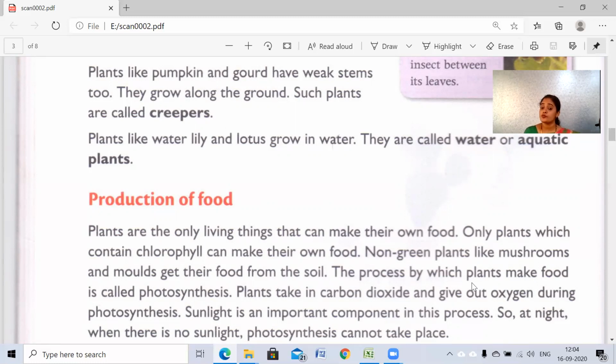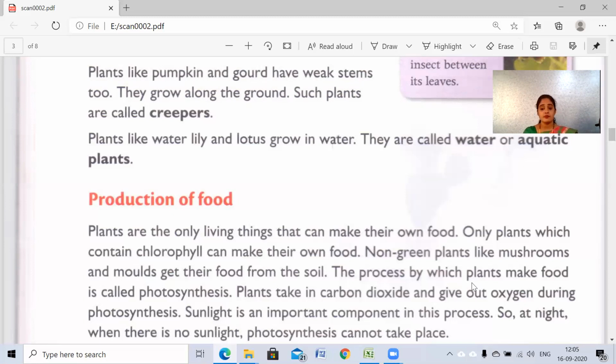Non-green plants are also present, like mushroom, fungi, and bread mold. They get their food from the soil. They are non-green plants, which means they don't contain chlorophyll pigment. Okay. Plants take in carbon dioxide, you know that, and give out oxygen during the photosynthesis process.